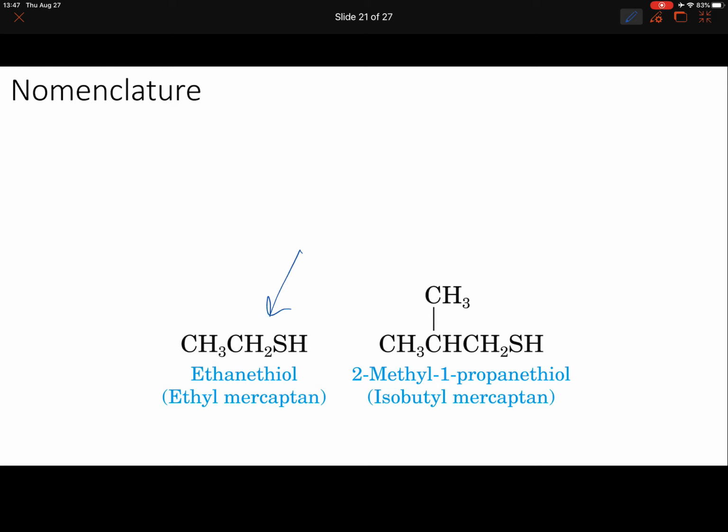The E doesn't get dropped. Obviously, the E doesn't get dropped. The E stays, so it's not like the alcohols. So we keep the E. Ethane thiol, propane thiol. We just add thiol to the end.